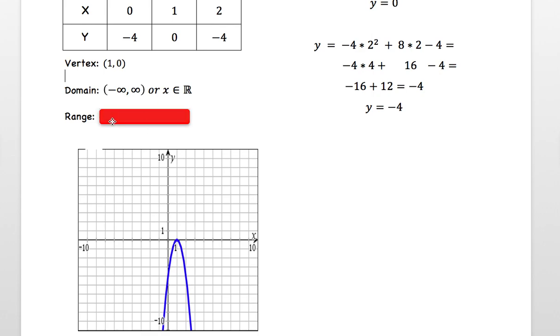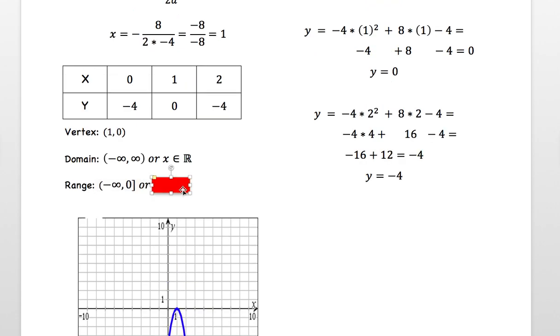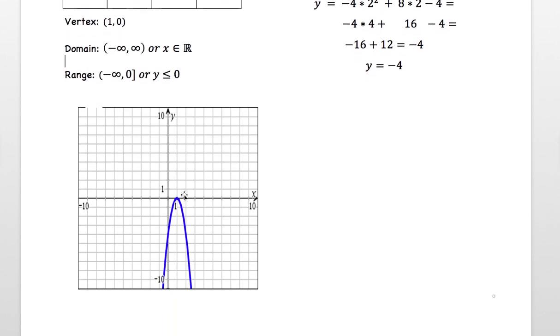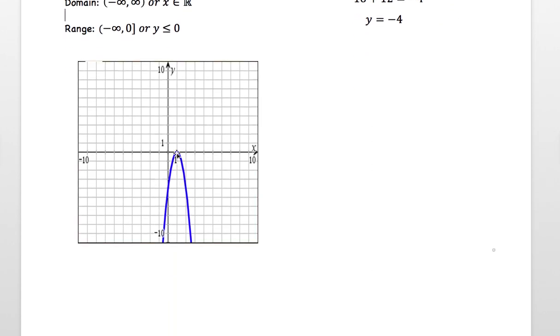On our range, our lowest number is -infinity. So we would do -infinity. Our highest number is a y value of 0. So we will say it goes from -infinity to 0. Notice I got the brackets there because we do land on 0. We're going to have brackets. And then we could also write that as y is less than or equal to 0. And the reason why it's less than or equal to 0 is because it's going down instead of going up.